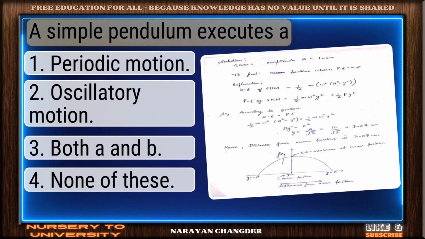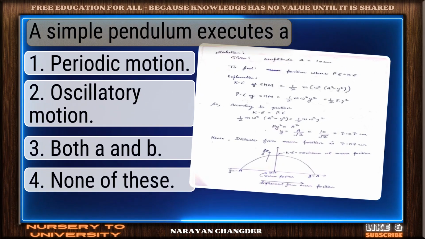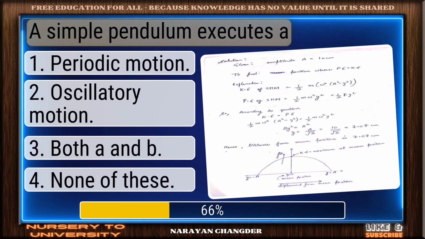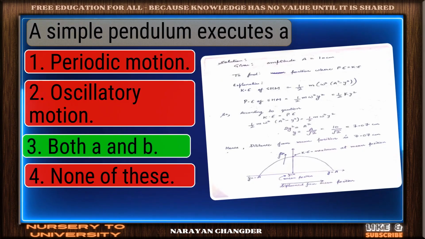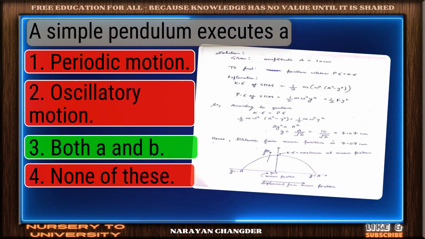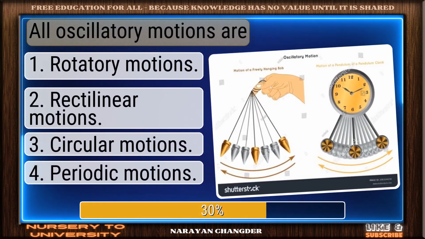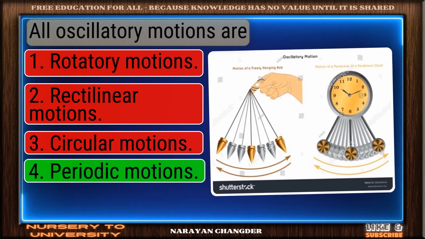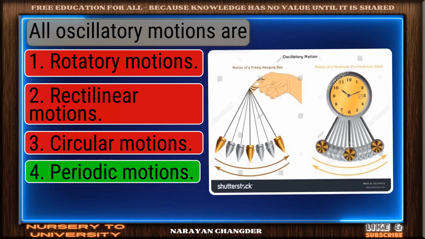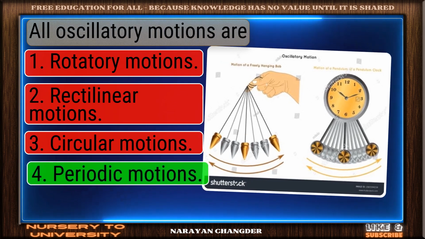Question number 230. A simple pendulum executes a. Smart pick. Both A and B is the correct choice. Question number 231. All oscillatory motions are. You chose periodic motions, and it is correct.